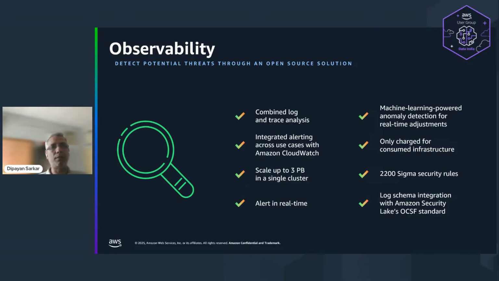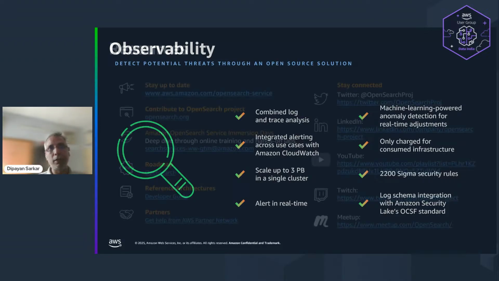So you can see that in terms of observability, these are the features we discussed in OpenSearch, where you can combine the log, trace, and CloudWatch logs. It can scale. It supports 2,200 Sigma security logs, right? It can generate real-time alerts for proactive monitoring.